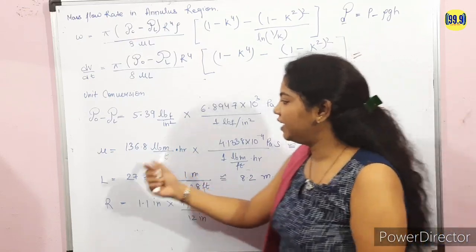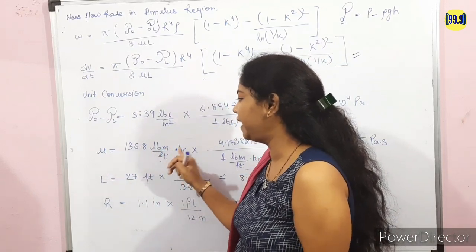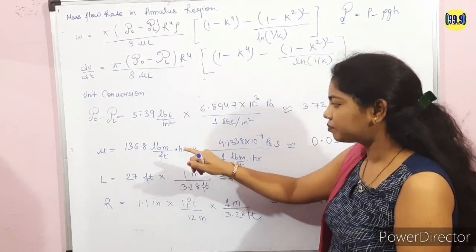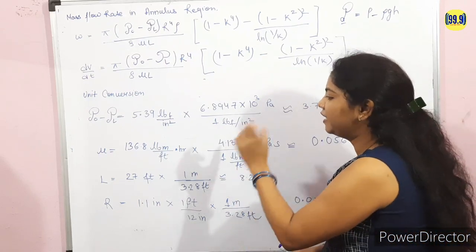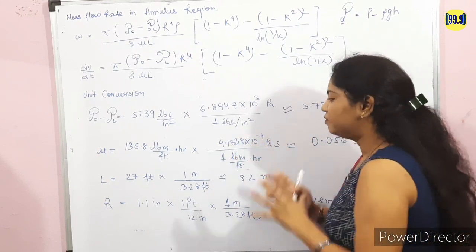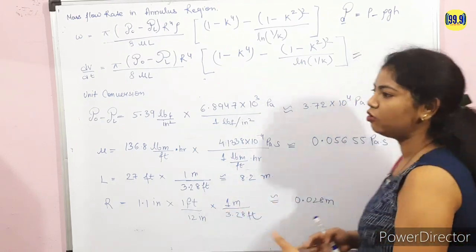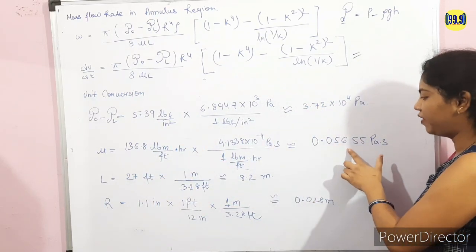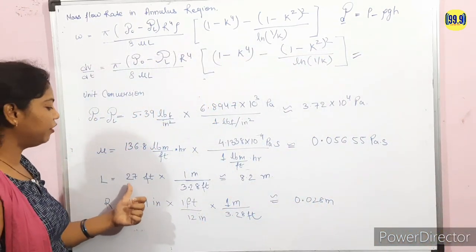Okay, now the other parameter is viscosity, which is given as 136.8 lbm per foot per hour. So we convert this term from the FPS system into Pascal second. We simply multiply the term with 4.1338 into 10 to the power minus 4, and after multiplying and cancelling out the same units, we get the viscosity as 0.5655 Pascal second. Okay, the next parameter is length, which is 27 feet.